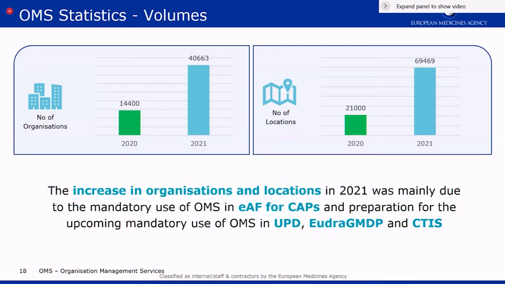So now, going into the statistics, just to show you at a high level the difference and the evolution from two years ago till last year, we had a significant increase in our global numbers. This increase was due to the upcoming mandate use of OMS. Last year we had the mandate use implemented in EAF for centralized procedures, as well as part of the preparation of the mandate use in UPD, other GMDP and CTIS, hence this difference in the numbers.